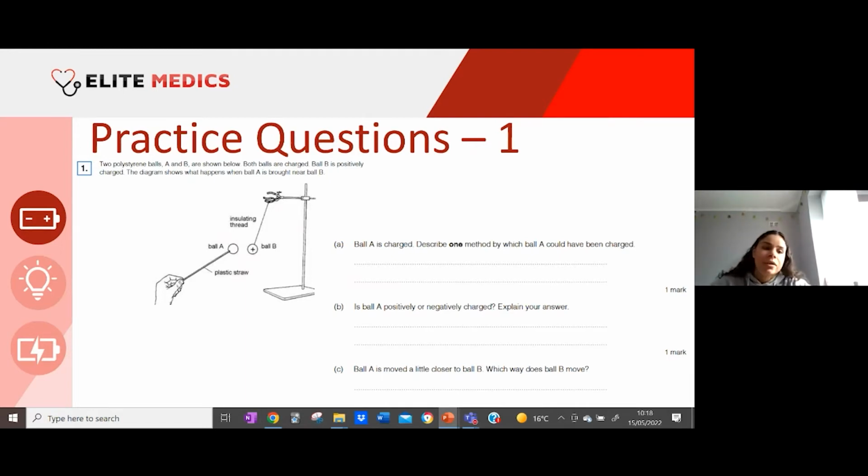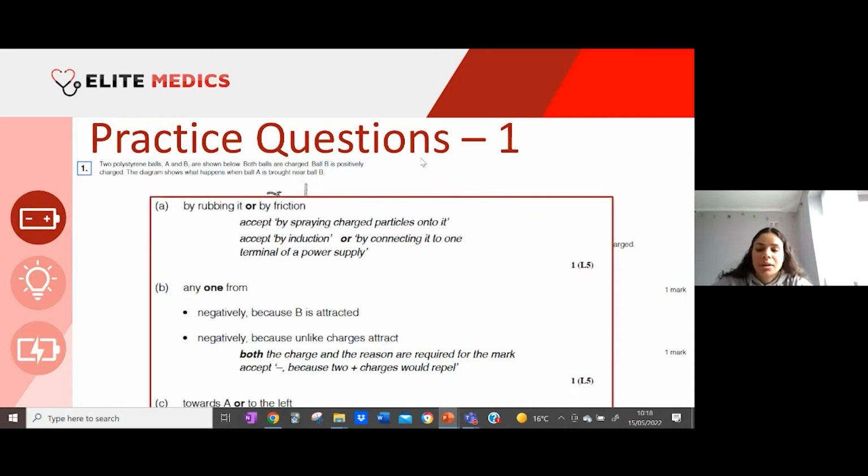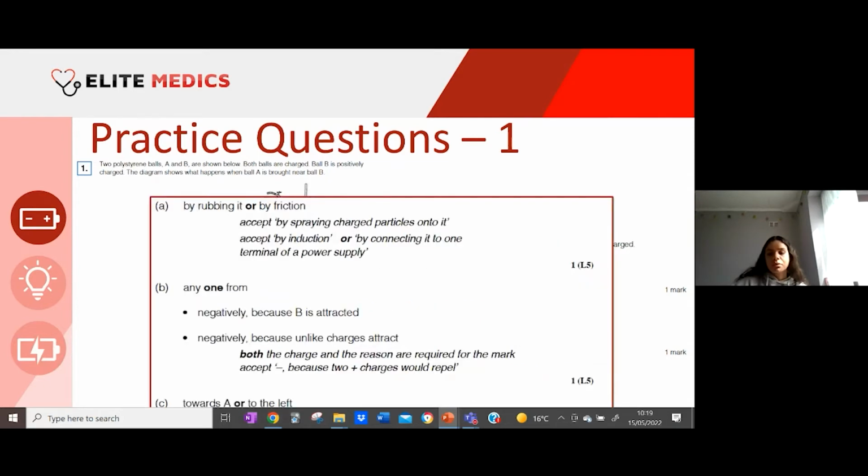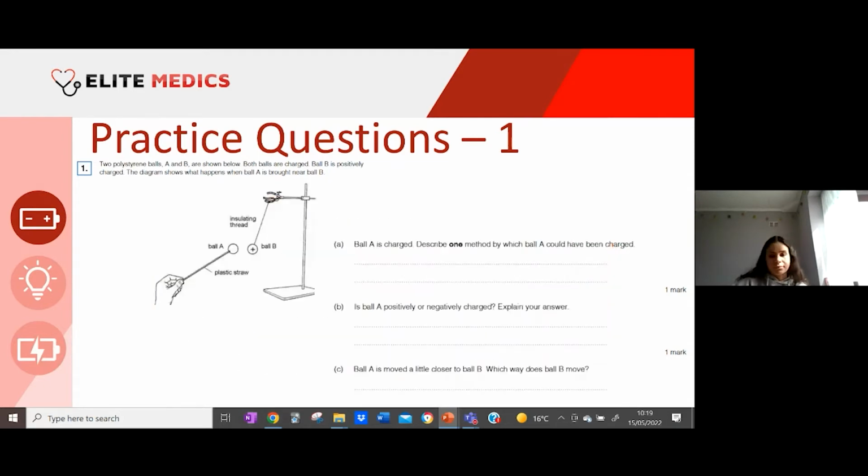Okay, so hopefully everyone, at least with part A, is feeling ready. Everything comes up. I'll give you another minute, then we need all three parts done. Describe one method by which ball A could have been charged. Is ball A positively or negatively charged? And if ball A is moved closer to ball B, which way does ball B move?